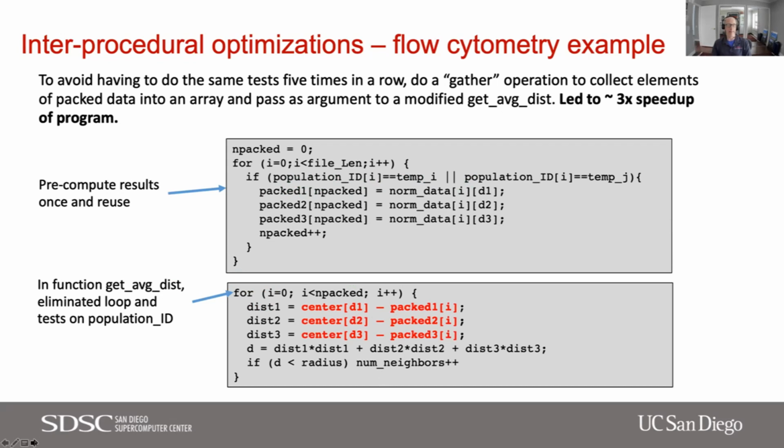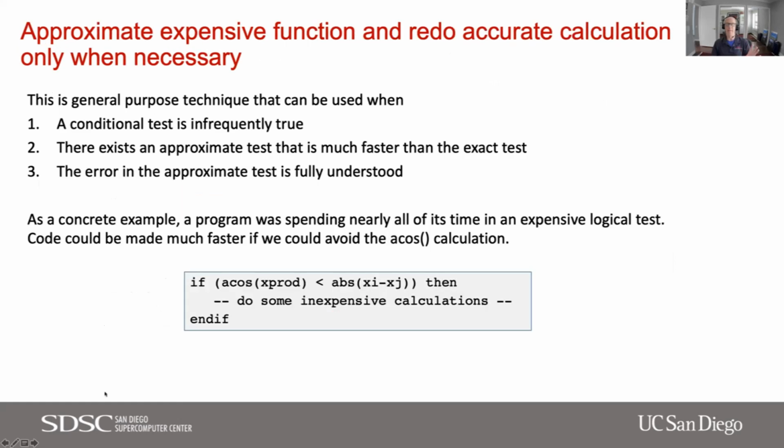And again, it's the kind of thing that you can only do if you really dive into the code and understand the semantics. Now, another technique that I like to use, and there's got to be a name for this, I've not been able to find it anywhere though, and I've used this successfully a few times, is that sometimes you can approximate an expensive function and redo the accurate calculation only when necessary.